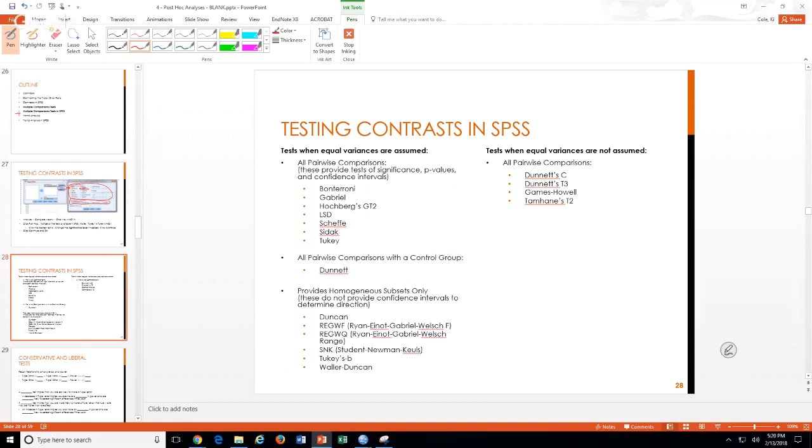The ones for equal variances assumed differ in what kind of test they are. They also differ in the kind of output that you may or may not get. Most often, though, they're going to provide all pairwise comparisons. And they have a test of significance, a p-value, and a confidence interval.